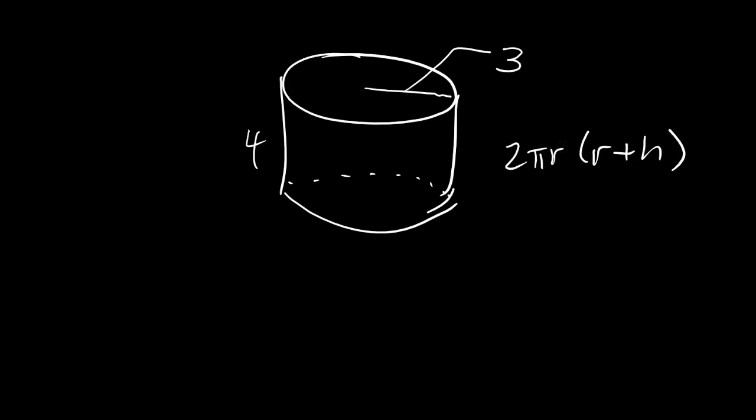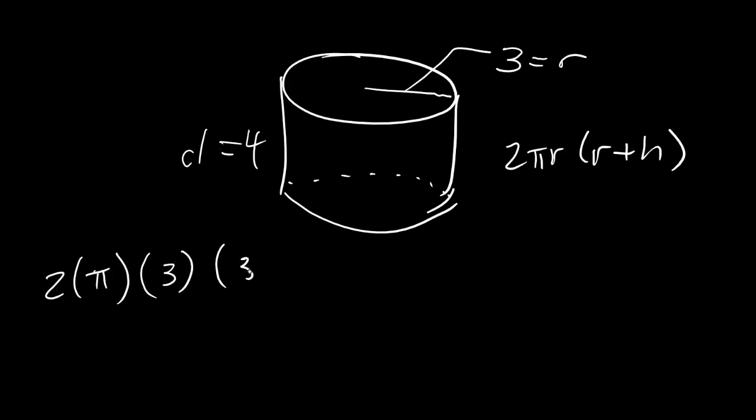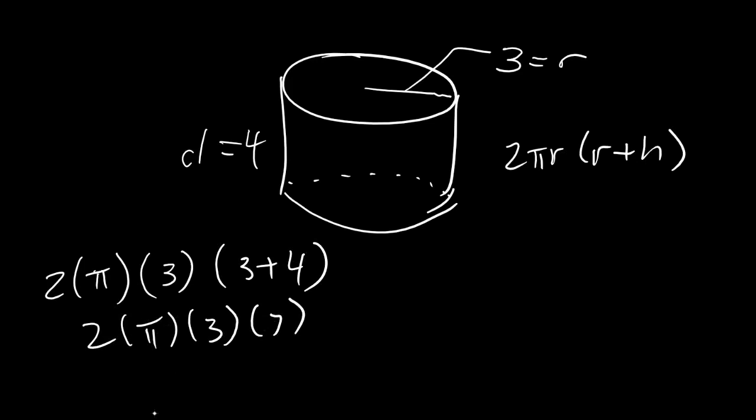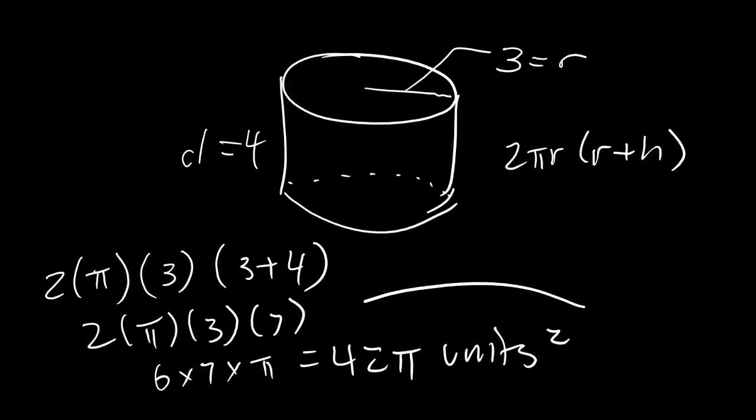Well, all we need to do is plug in the numbers. So 3 equals r, h equals 4. So 2 times pi times r, which is 3, times r, which is 3, plus h, which is 4. So that's 2 times pi times 3 times 7. What is this? Well, we can do 2 times 3 first. That's 6 times 7 times pi, which is 42 pi units squared.